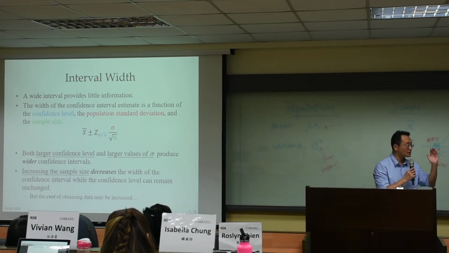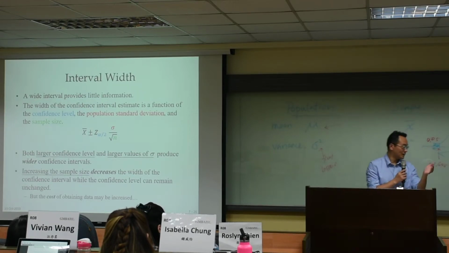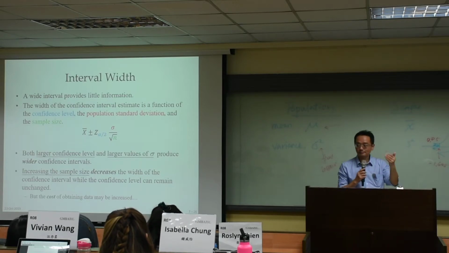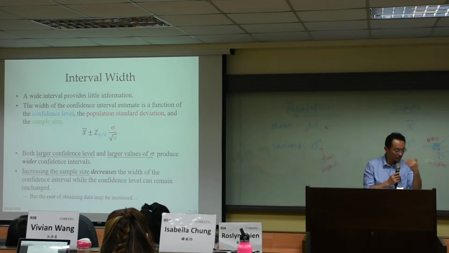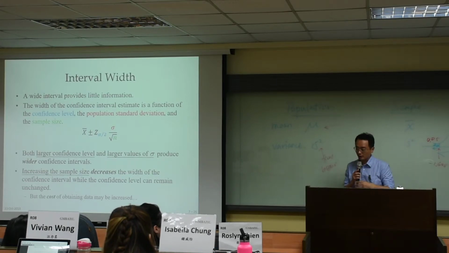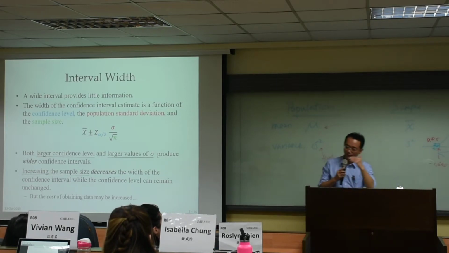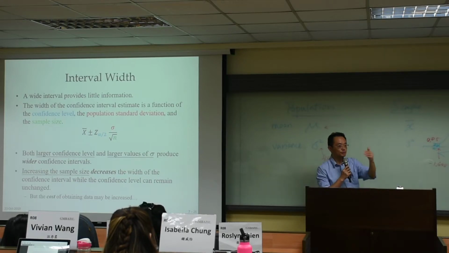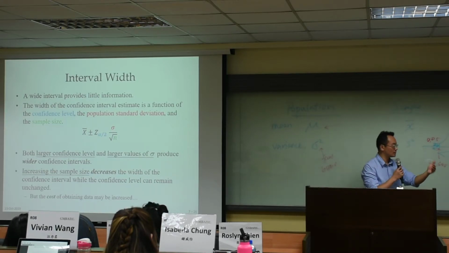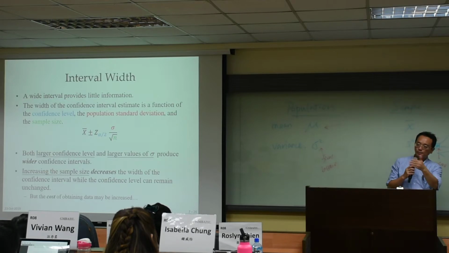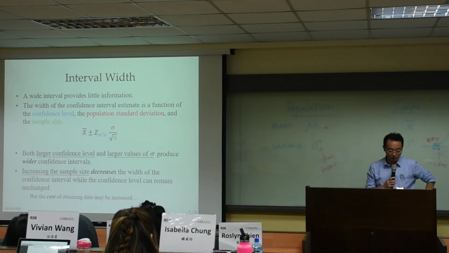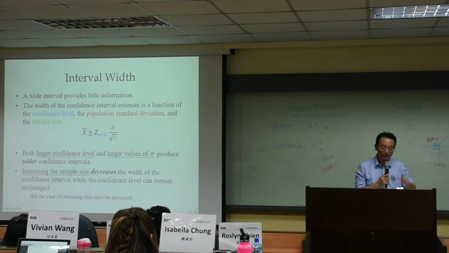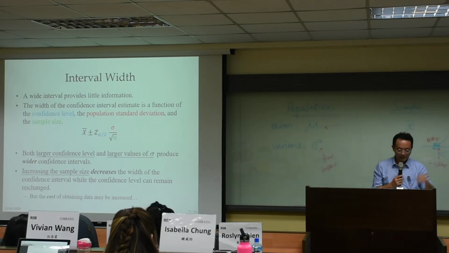But with a larger sample size, it means that you need more resources, more time, more money. The cost of obtaining the sample will increase. Either you have to wait longer, you have to spend more money to buy the sample, or you need some more people to help you collect the data and things like that. So the cost will be higher. So there must be some trade-off.